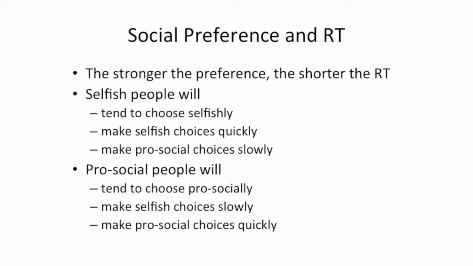For pro-social people, on the other hand, they're going to tend to choose more pro-socially. They're going to make their selfish choices slowly, and they're going to make their pro-social choices quickly. Because for pro-social people, being pro-social is easy. That's what they prefer. Okay?